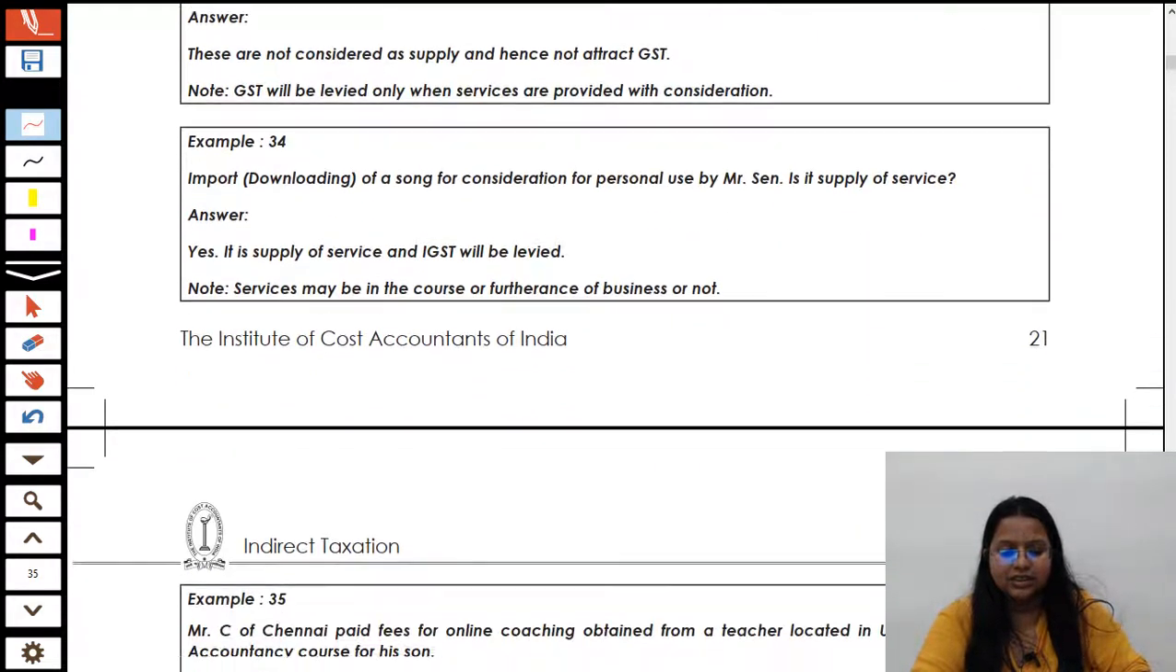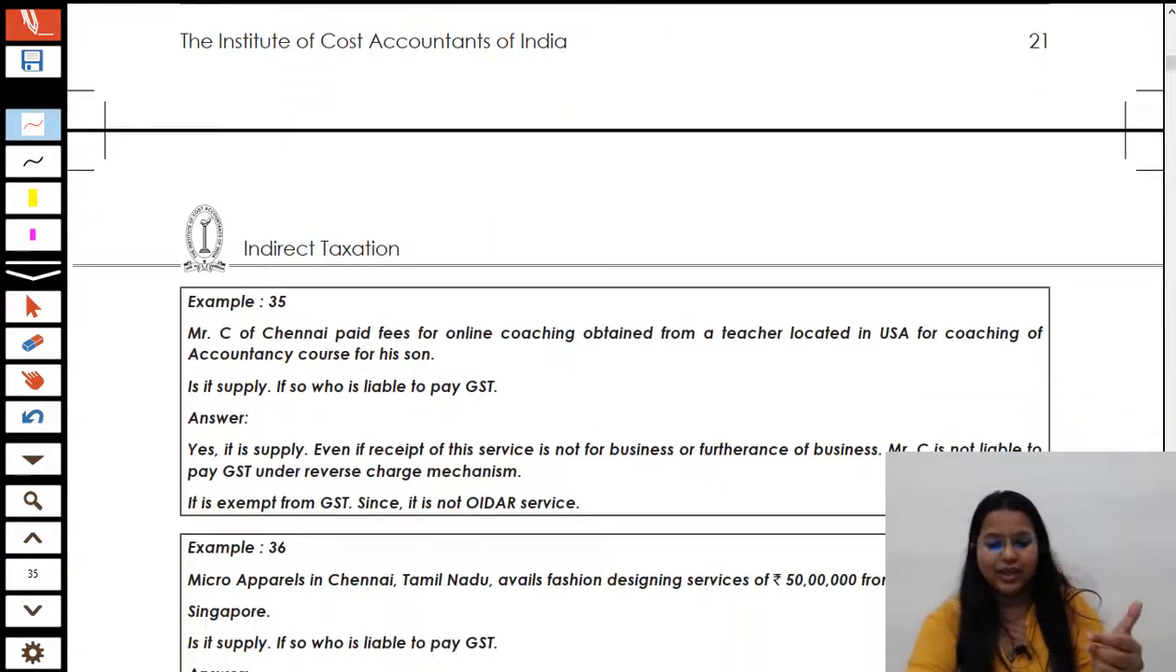Now the next thing is, yes, you can do these examples. If there is any query, you can ask me.